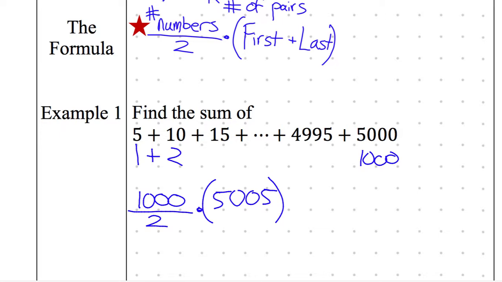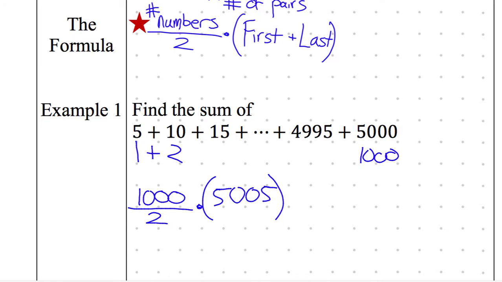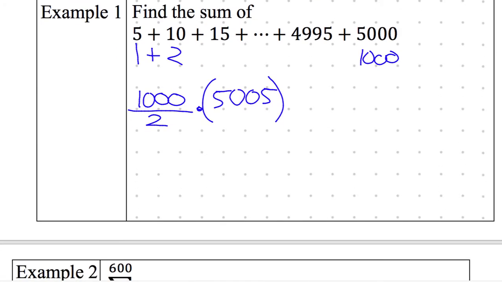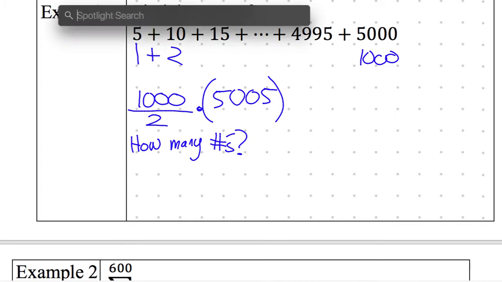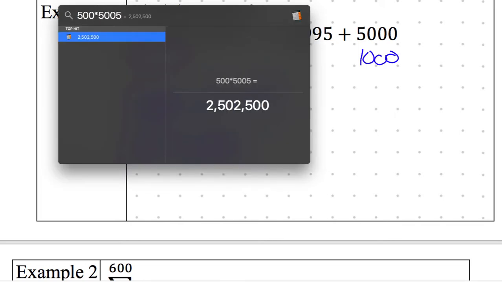And here's the answer to that. So by the way, let's solve this problem, then we'll come back here and ask the question, how many numbers? So we'll come back to this question in a sec, but let's calculate this. 1,000 divided by 2 is 500, and 500 times 5,005, we'll use our calculator. 500 times 5,005.